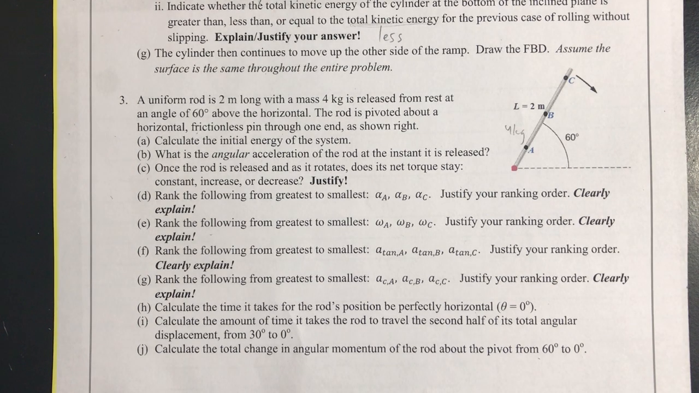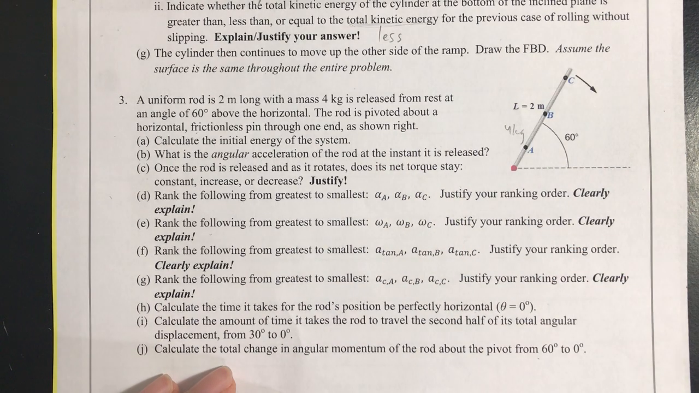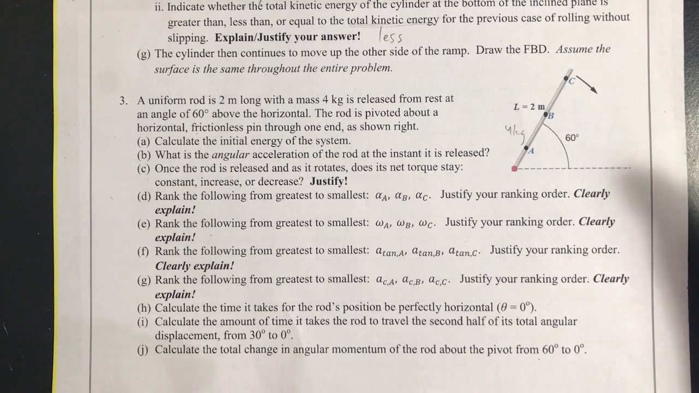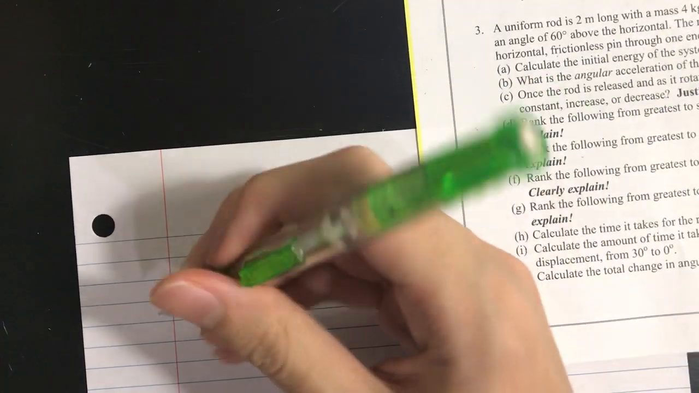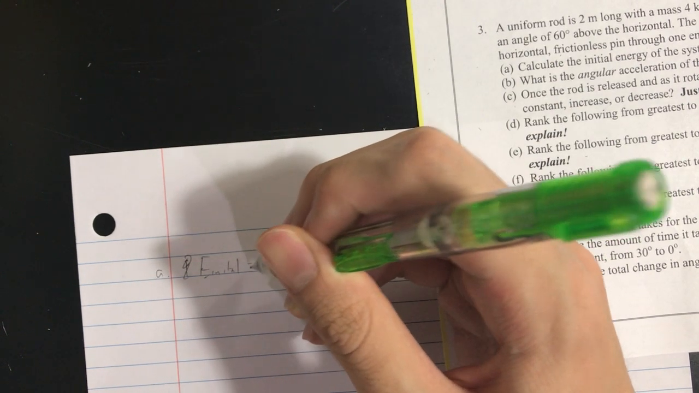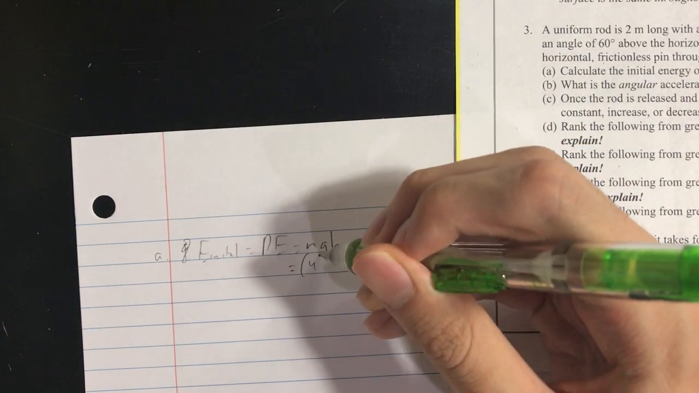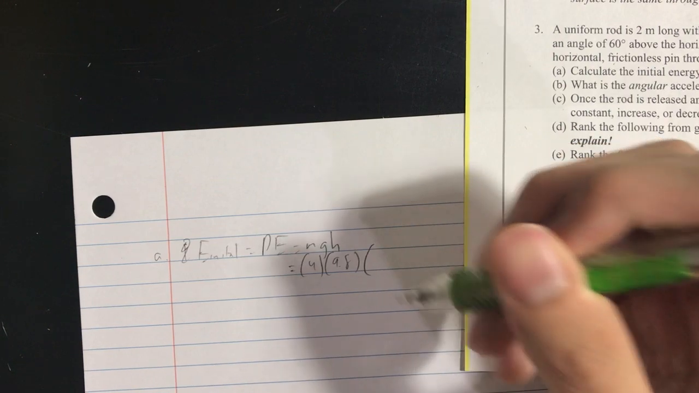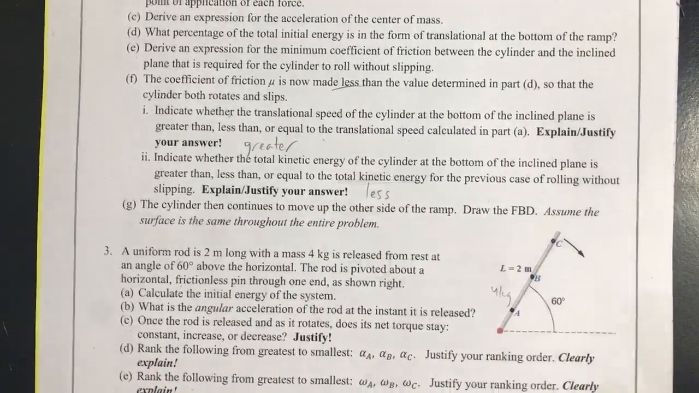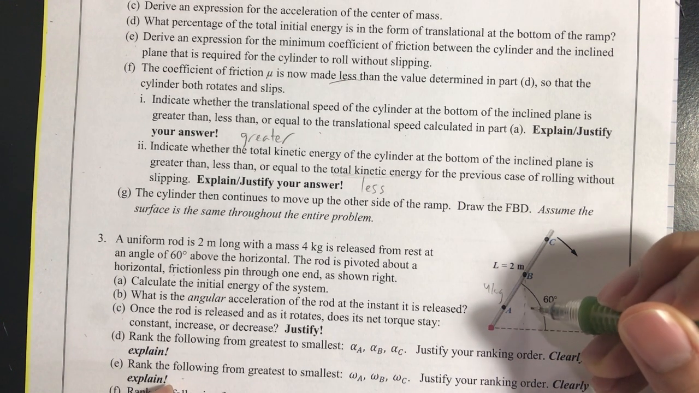The rod is released from rest, which means it starts at rest, so the only type of energy there is potential energy. How do you find that? Part A: E initial equals potential energy equals mass times gravity times height. Mass is 4 kilograms, g is 9.8, and for height we use the center of mass, which for a rod is right in the middle. So this is the height.